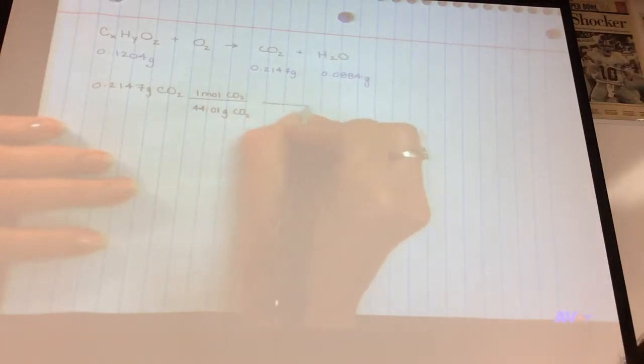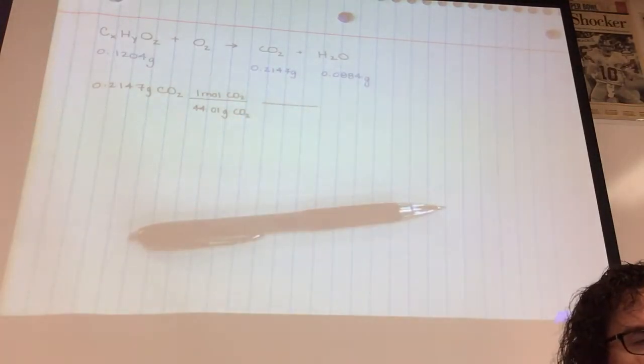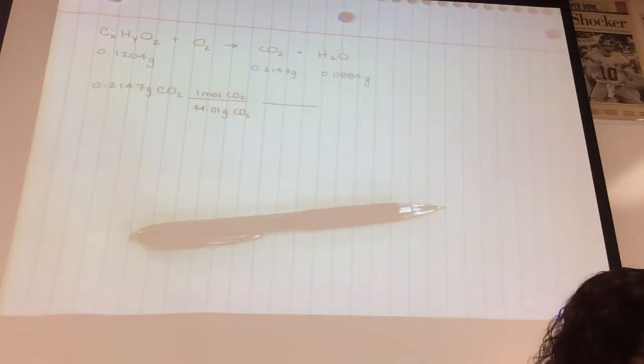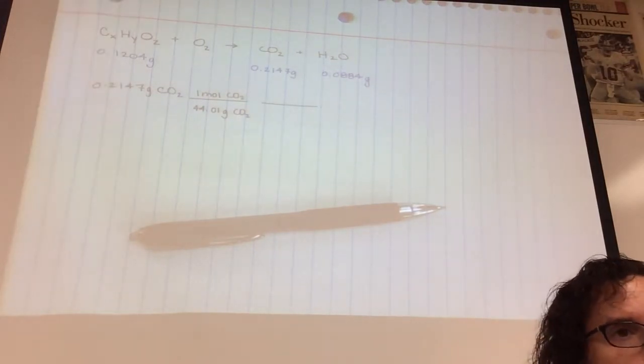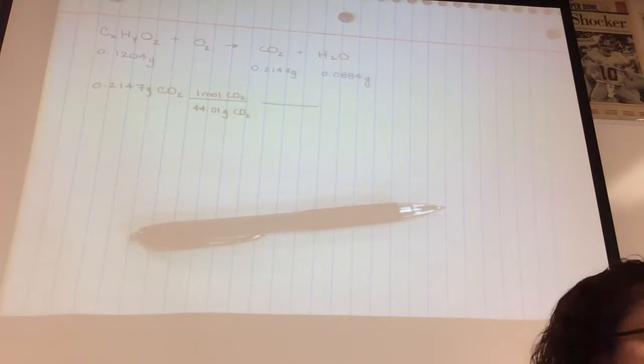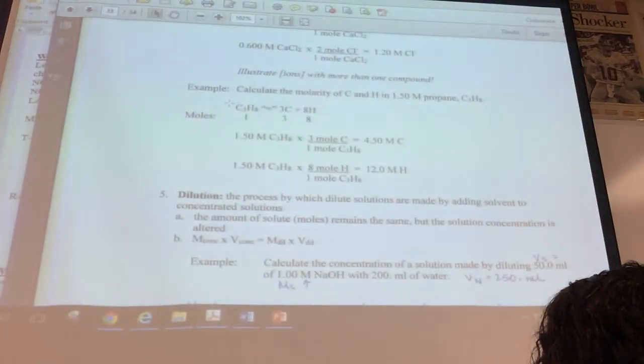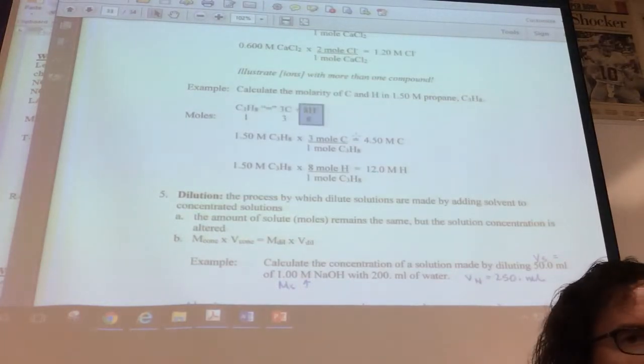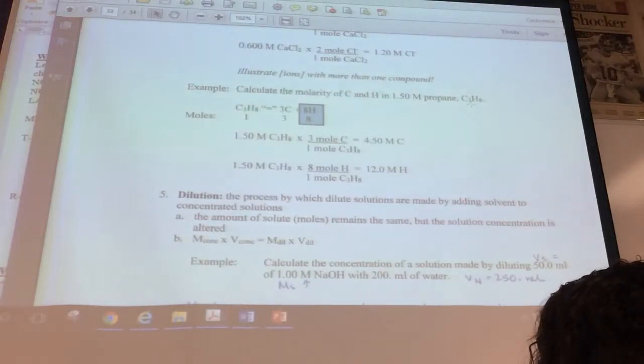Here's the new piece of the puzzle. And we started to mention this the other day, and here you'll see the importance of it. The example we gave in class the other day was for propane. And we said for every 1 mole of propane, you would have 3 moles of carbon and 8 moles of hydrogen based on the coefficient, or in this case, based on the subscript.